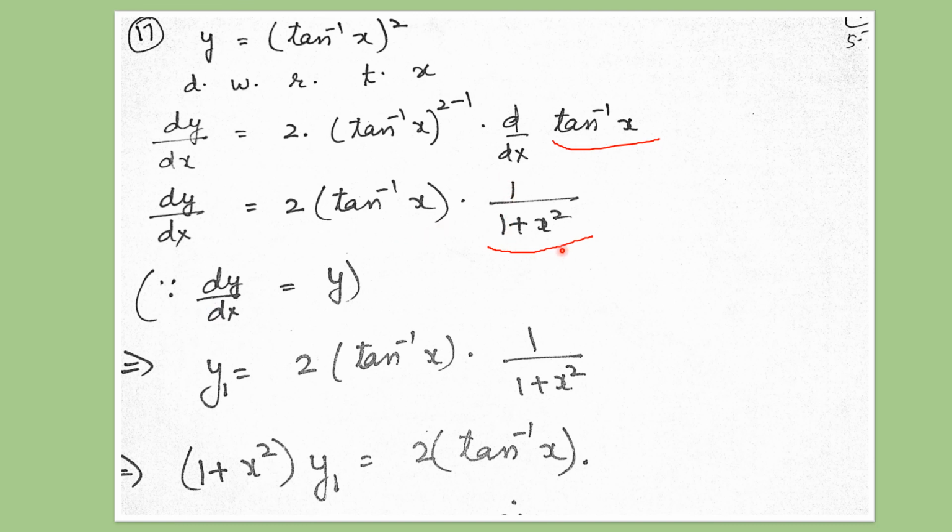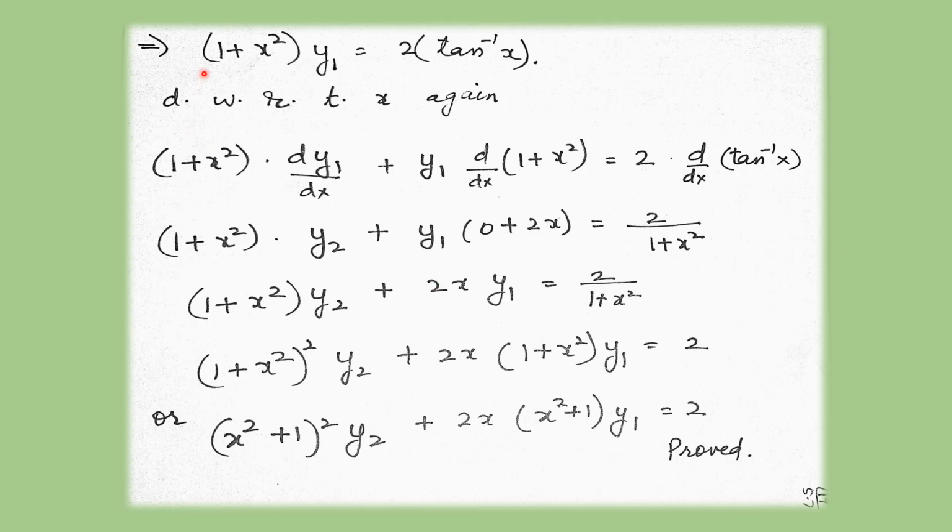Simple. Now, dy by dx is considered y1. So what you calculated here is basically y1. So y1 is equal to 2 tan inverse x into 1 upon 1 plus x square. Okay. Now, please take 1 upon 1 plus x square to the other side. It will become 1 plus x square into y1 is equal to 2 tan inverse x. You just did the shuffling. Now, what you got is 1 plus x square into y1 is equal to 2 into tan inverse x.